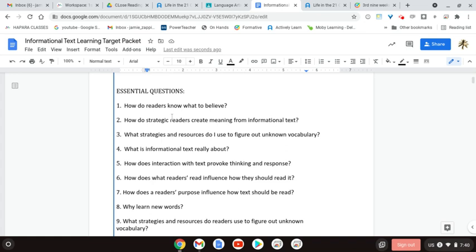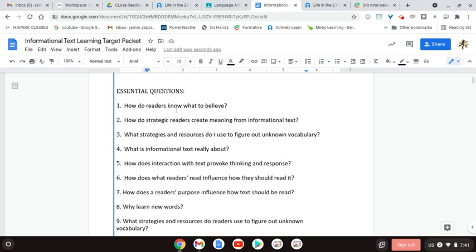Hello, ladies and gentlemen. We're going to look at the following essential questions as we close read for the second day, the text, Life in the 21st Century. We're going to look at essential question number 4, what's informational text really about? Essential question number 5, how does interaction with text provoke thinking and response? And essential question number 7, how does a reader's purpose influence how the text should be read?